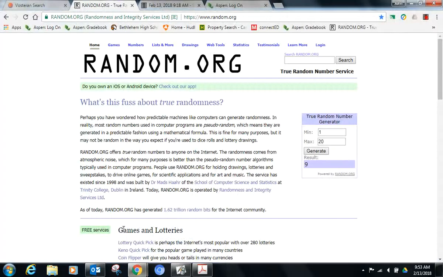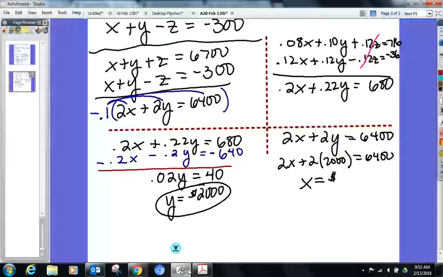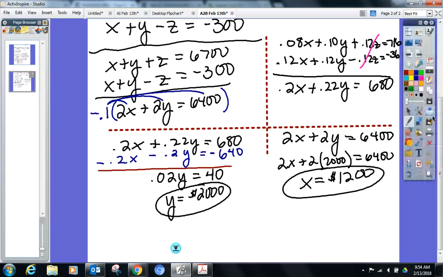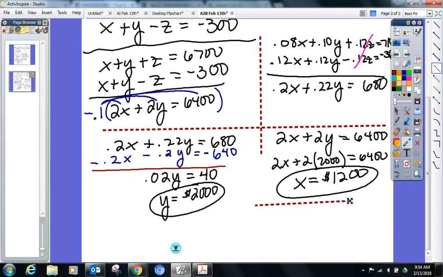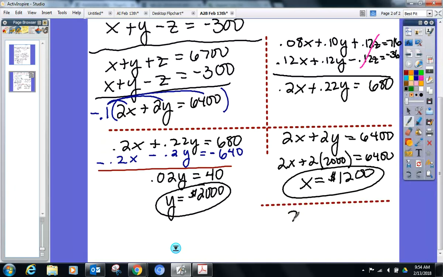Whenever you're ready, let me know for X what you ended up with. 2, what'd you end up with whenever you're ready? We have a 2. $1,200 at, what do we have, 8%? Yep, $1,200. And then final step, everybody, find how much we invested at 12%, which would be Z.